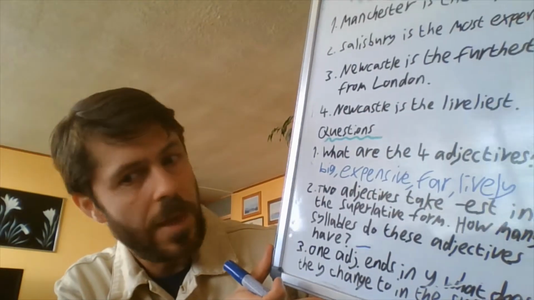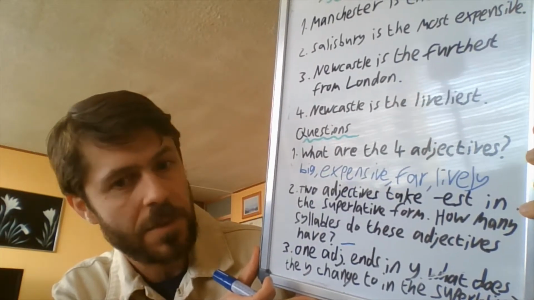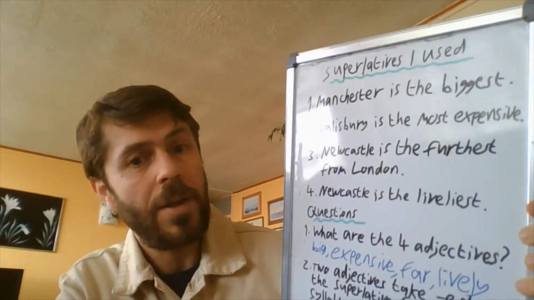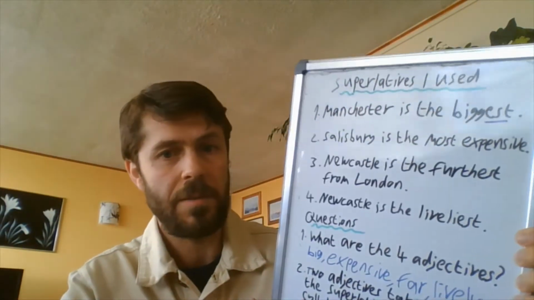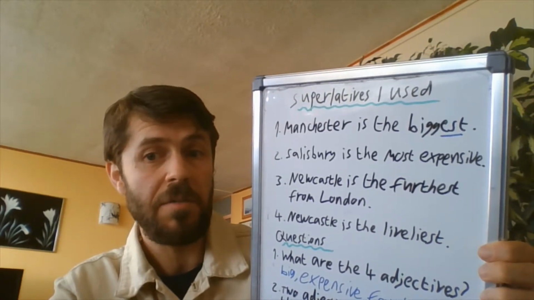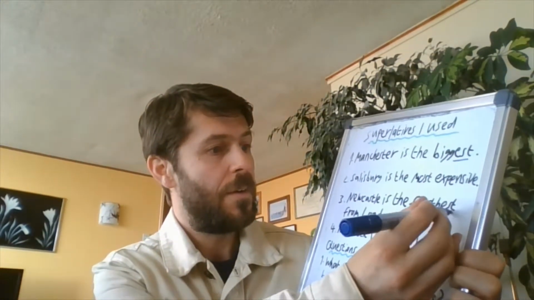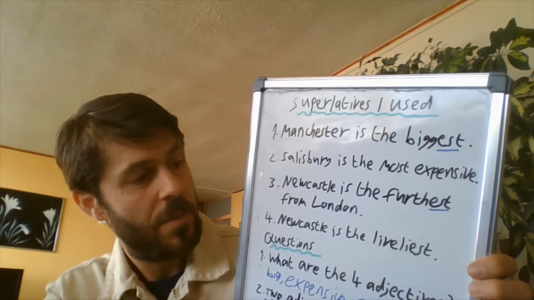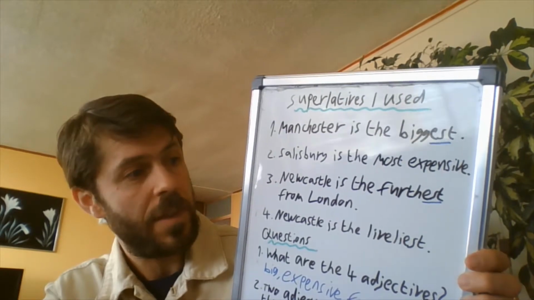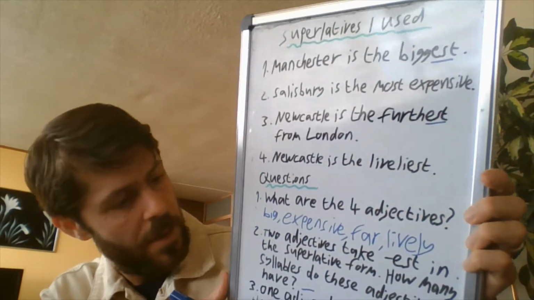Now, two adjectives take est in the superlative form. How many syllables do these adjectives have? Well, we had number one, right? Manchester is the biggest. Est. The adjective is big, syllables: one. We also had furthest. The adjective is far. Again, that's one syllable. So adjectives that have one syllable take est in the superlative form. Yes, the answer is one.